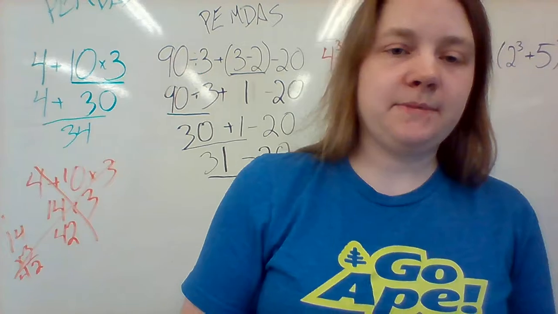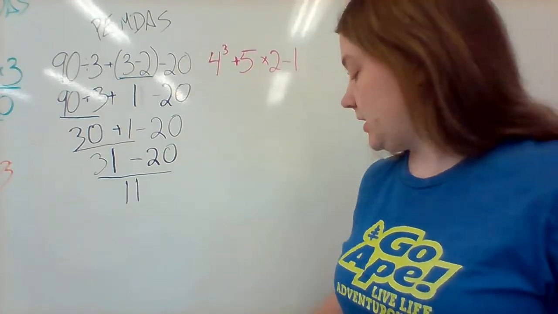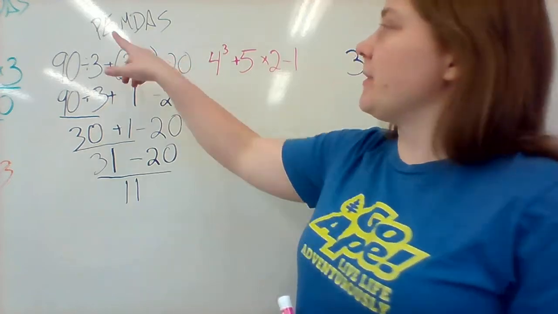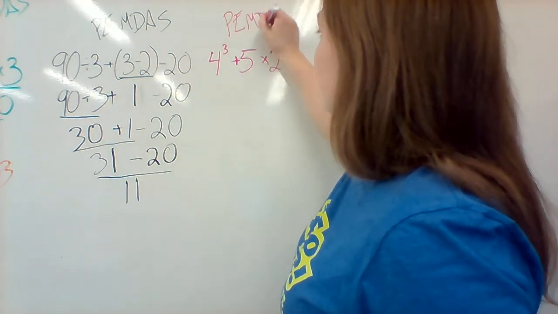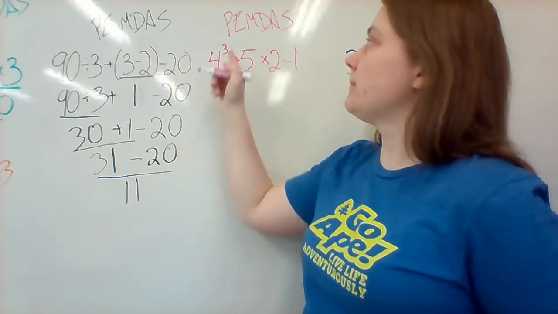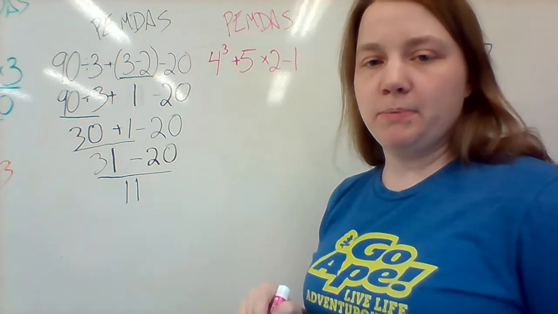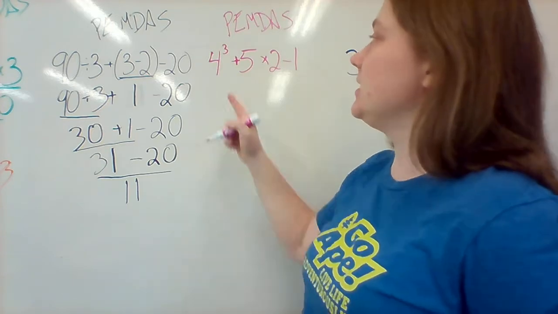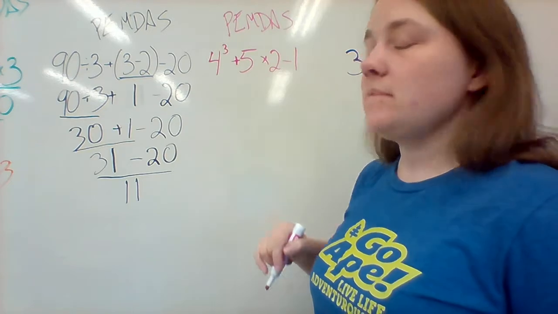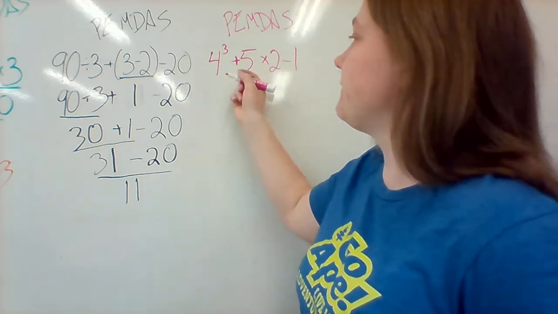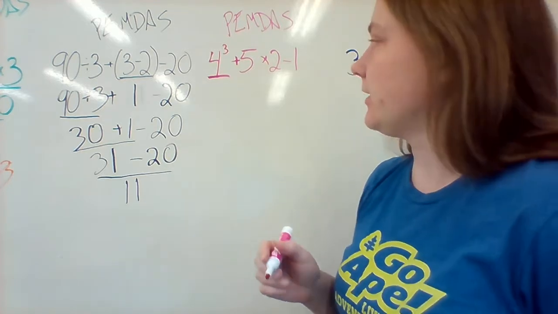Let's take a look at the next one. This next one has an exponent in it. I'm going to follow PEMDAS. PEMDAS says parentheses first. Do we have any parentheses in here? Nope. So what I need to do now is look at the exponents, and I see 4 to the third power. So I'm going to underline that. It's not a big underline, but I'm still going to underline it.